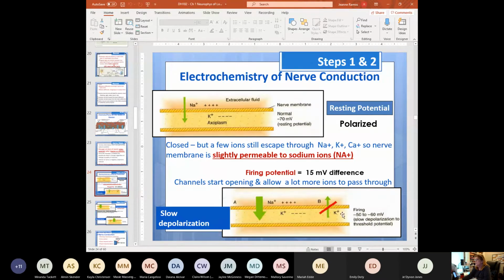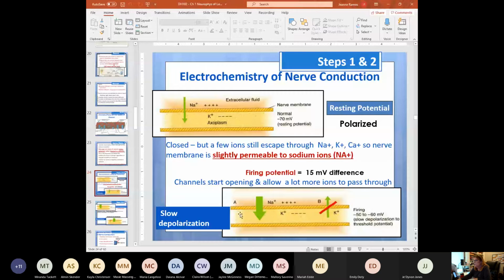Then all of a sudden the negative 70 isn't negative 70 anymore. It's maybe anywhere from negative 50 to negative 60. They say that, but most of the time it's just a plain 15 difference. Then big changes start to happen, and the channels start opening, not a lot, but way more than when they were resting. Channels open, and they allow a whole lot more positive sodiums to come in here. It blocks the potassium from going out. Channels are opening and closing, but what we're interested in is what's going on with these sodiums.